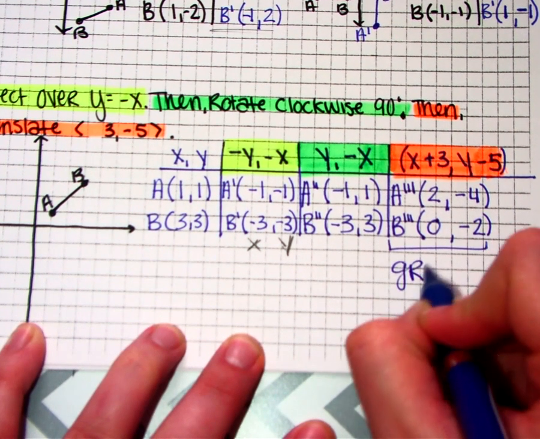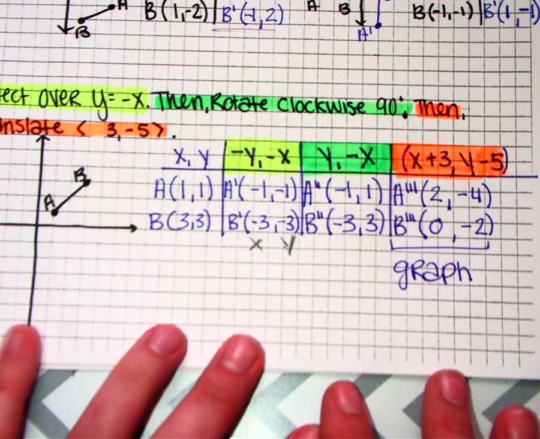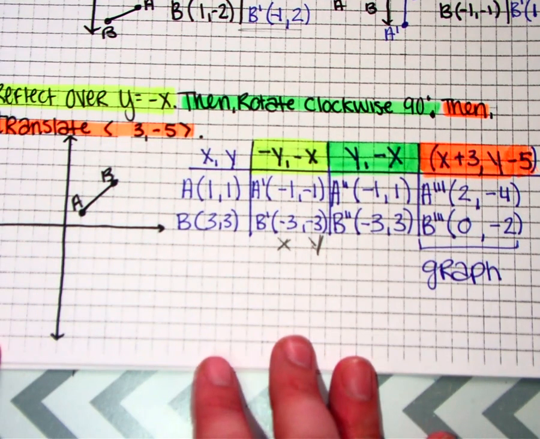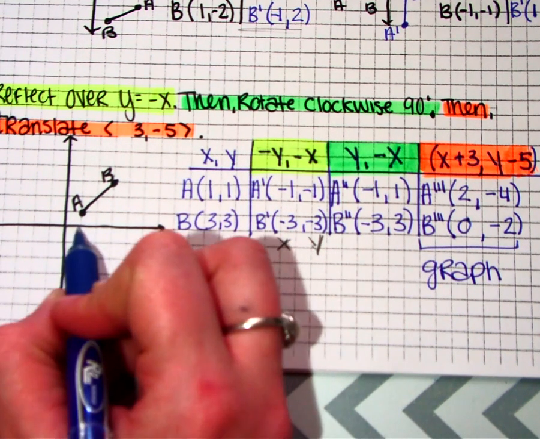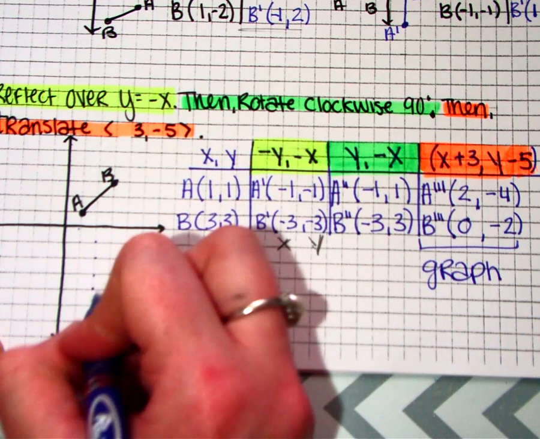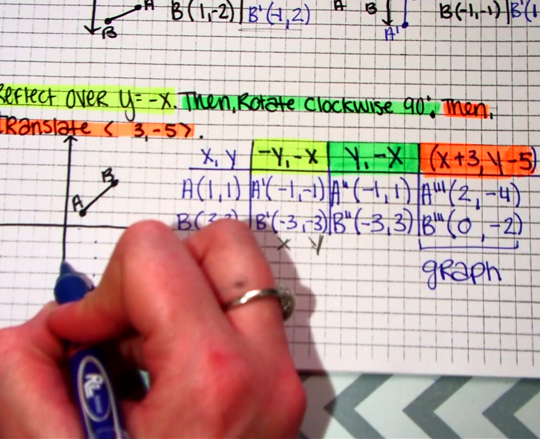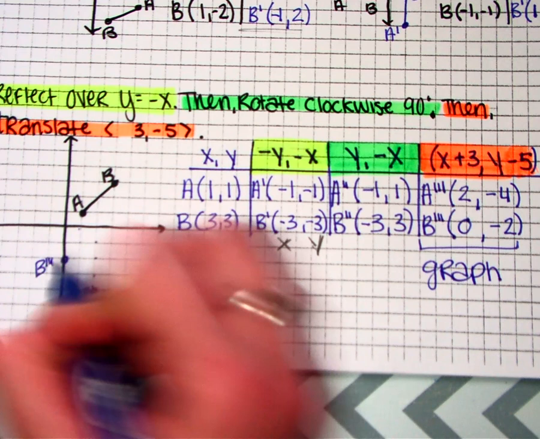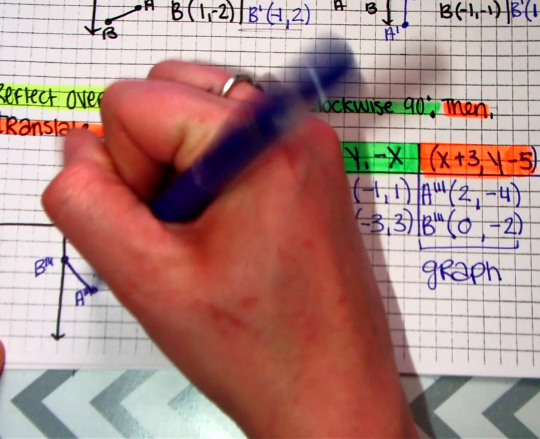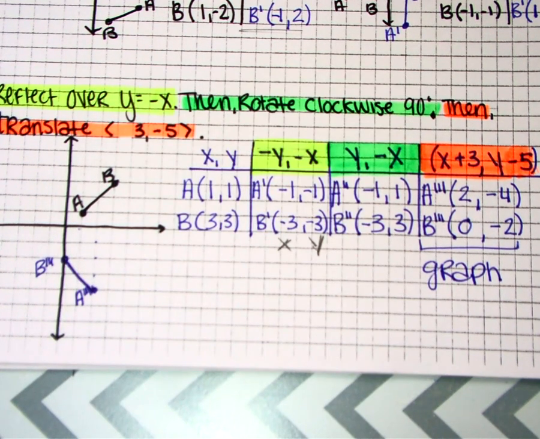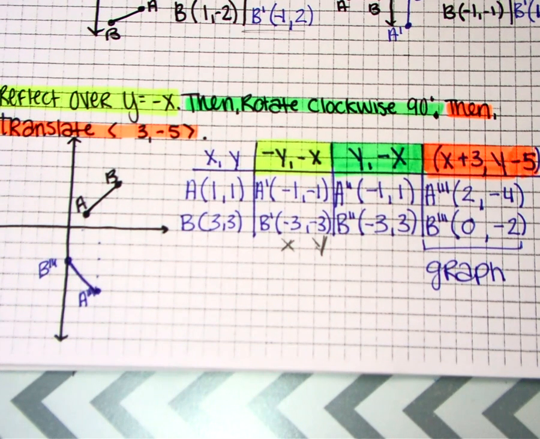Now that we've done every single thing that it's asked, now we can graph it. So I'm going to go over to my graph, and I'm going to go 2, down 4, and that becomes A triple prime. 0, negative 2 becomes B triple prime, and I'm going to connect, and that's your final answer. Remember, if this segment got bigger or smaller or the shape is changed in any way, one of the points is off and it's not correct. So just be mindful that these segments should stay congruent when you're graphing.